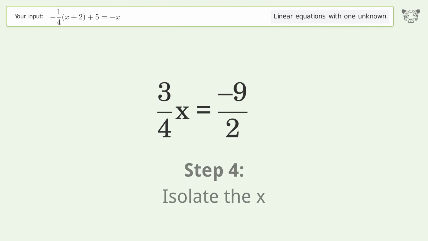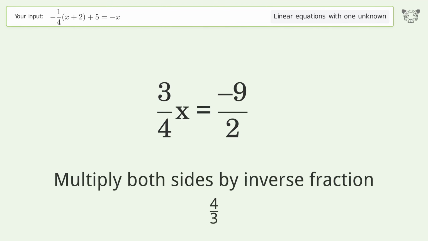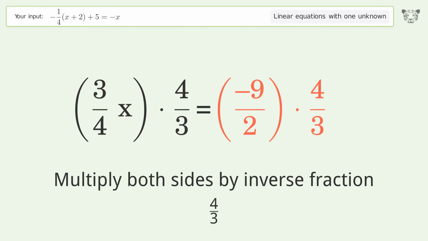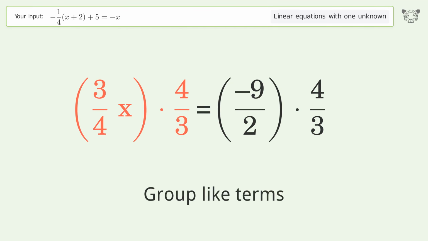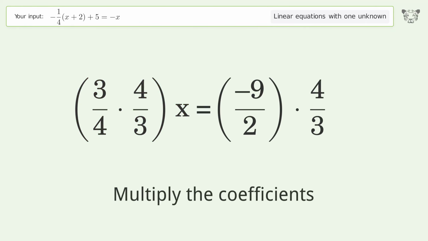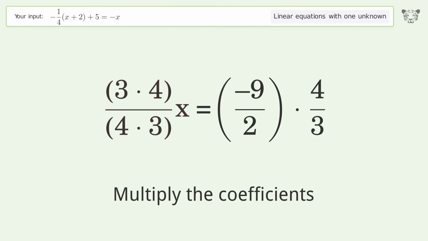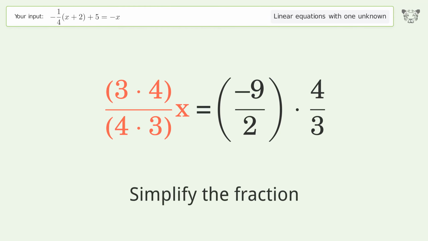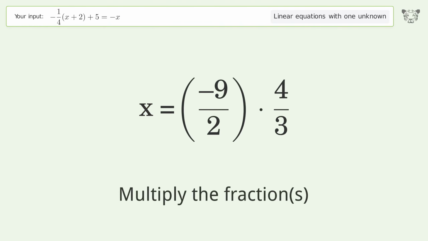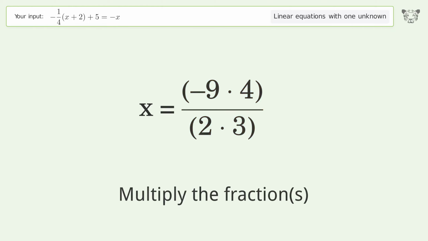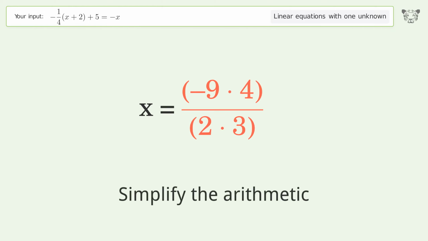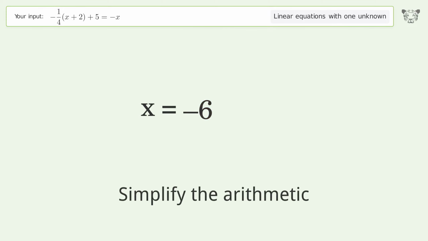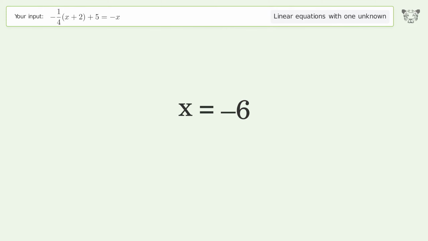Isolate the x. Multiply both sides by inverse fraction 4/3. Group like terms. Multiply the coefficients. Simplify the fraction. Multiply the fractions. Simplify the arithmetic. And so the final result is x equals -6.